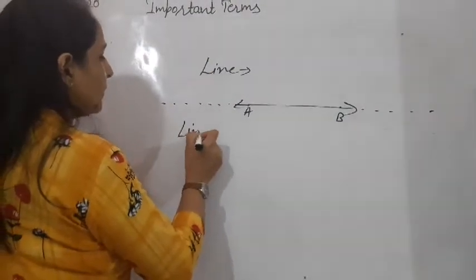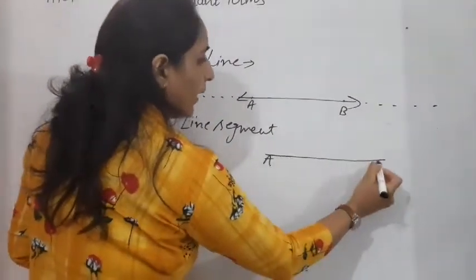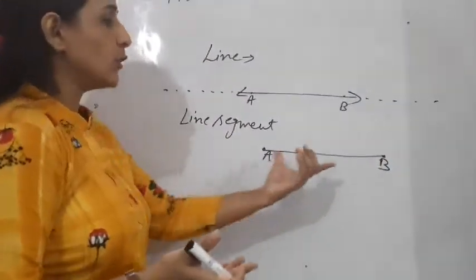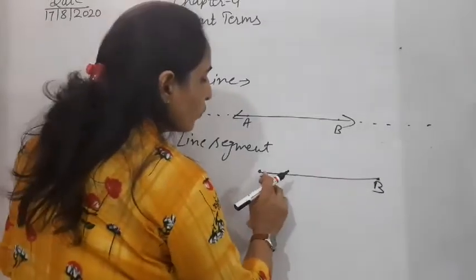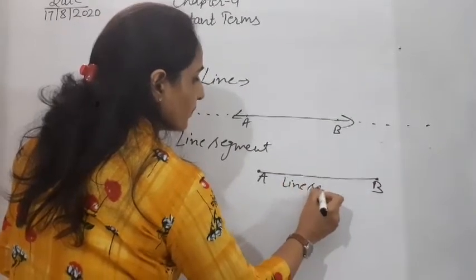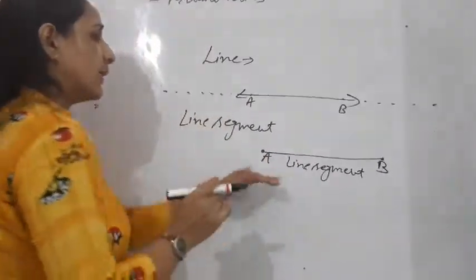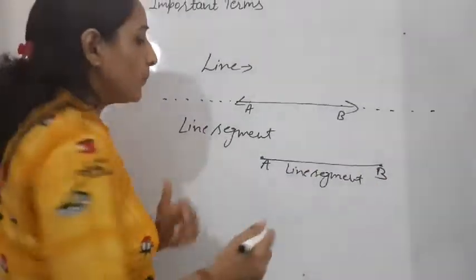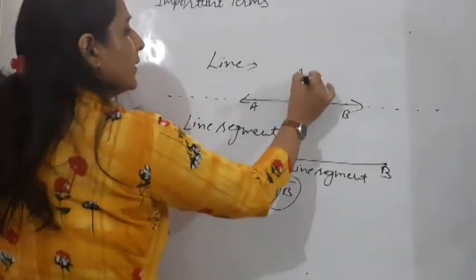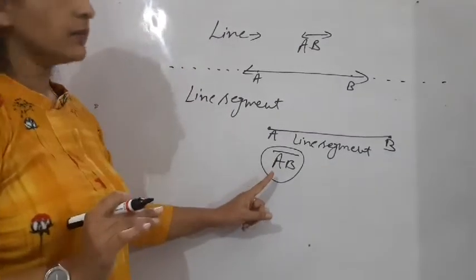The next is the line segment. A and B. You take any 2 points, okay? And when we join these points, that is your line segment. Clear? Line segment A and B, or you can write like this. This is also the line segment AB. We write it with the symbol, line segment AB.